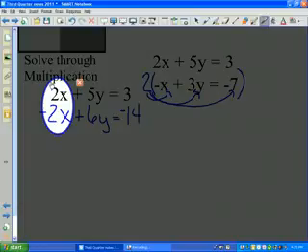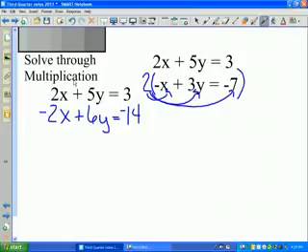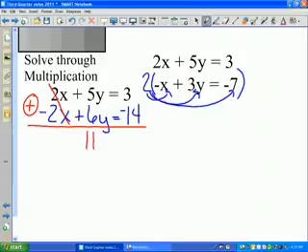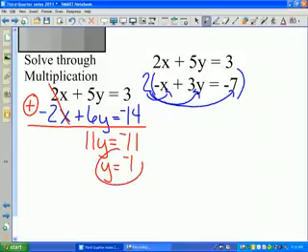Now my x's, I have the same number, but I have opposite signs. So then I'm doing what? I'm adding. Remember, same numbers, different signs, addition. Same number, same sign, subtraction. So when I add, my x's cancel out. So now I have 5 plus 6y gives me 11y equals 3 plus -14 will give me a -11. So if 11y equals -11, that means y equals -1.